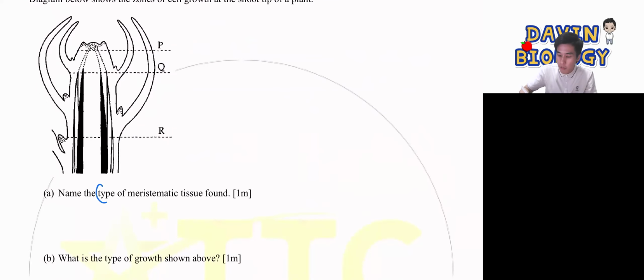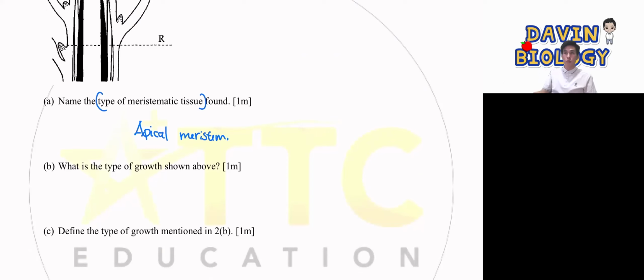So there are two types of meristematic tissue. Just now we already said, right? You have the tip one, apical, and also the side one, lateral. So obviously this tip is apical. This one don't need to explain. Then straight away, what is the type of growth? There are only two growths within this chapter, primary and secondary. So we are focusing on the tip, increasing the length. Obviously, primary growth.